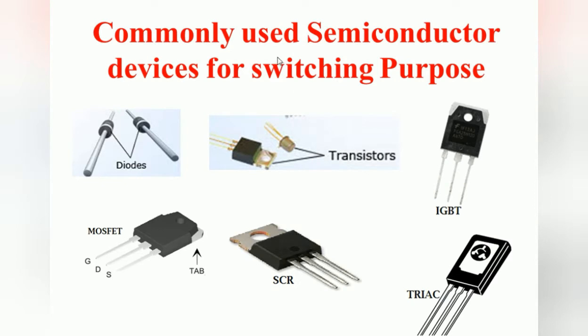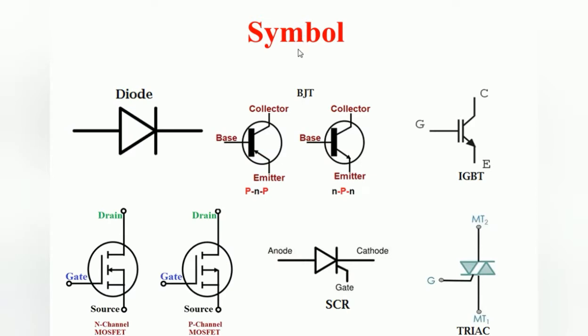These are the commonly used semiconductor devices for switching purposes: diode and transistor, otherwise called BJT, IGBT, which is nothing but the insulated gate bipolar transistor, and MOSFET, SCR, triac. These are the commonly used semiconductor devices for switching operations, and these are the symbols used for the different semiconductor devices we have seen in the previous slide.